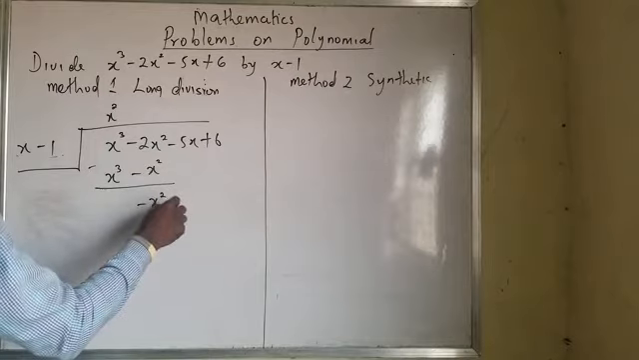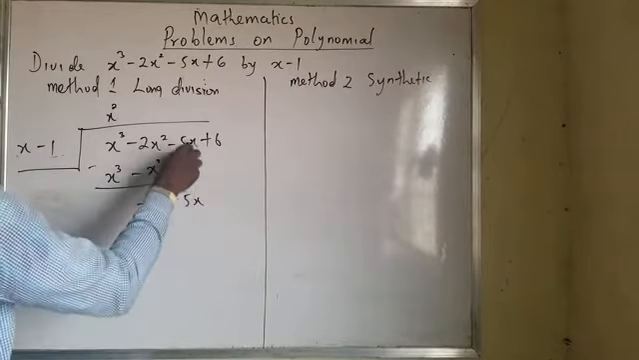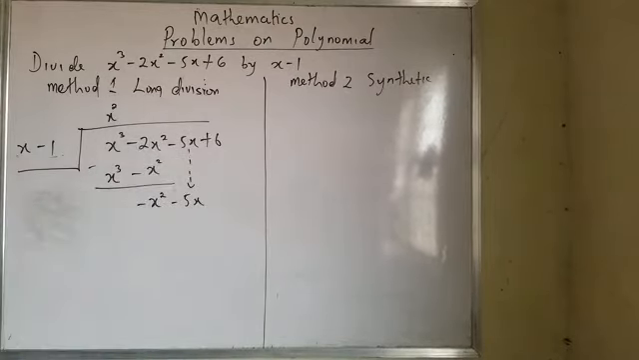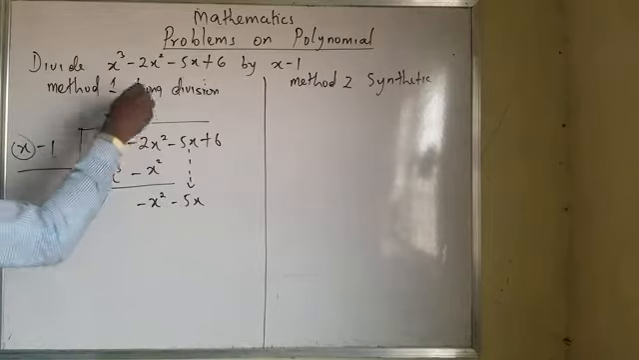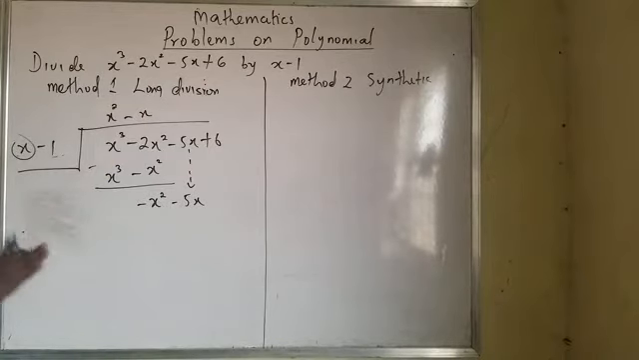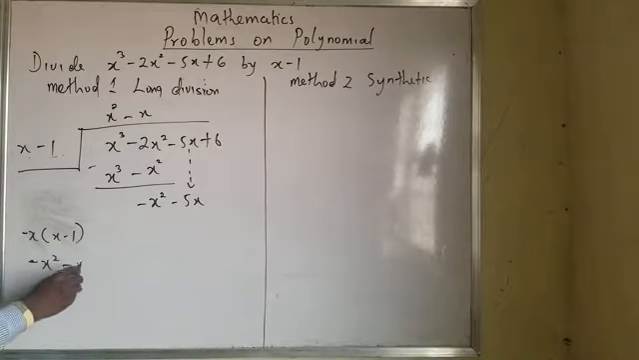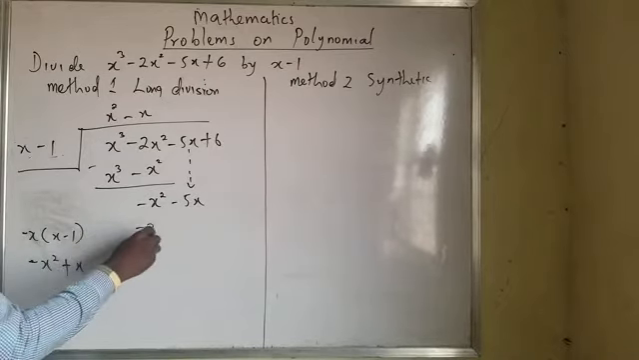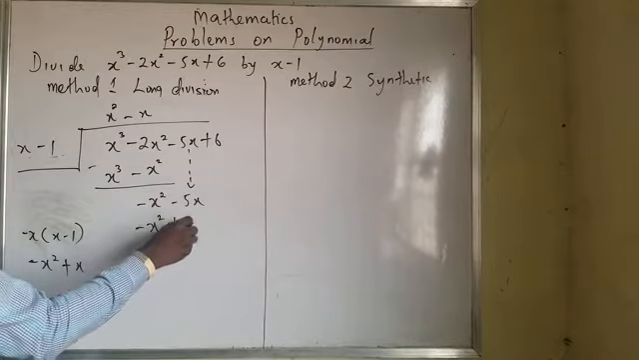Now, bring this one down. Now, I'll move on again. This divided by this means minus x squared divided by x, which is going to be what? Minus x. Now, minus x times x minus 1 gives minus x squared plus x.